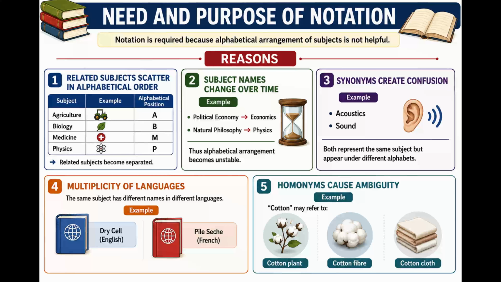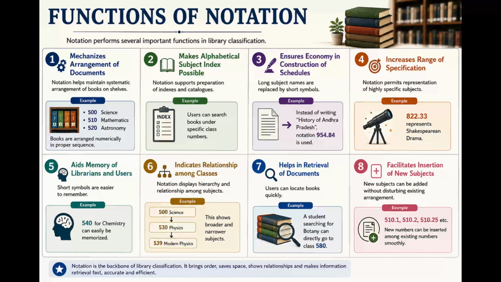Now let us understand the functions of notation. The first function is mechanizing the arrangement of documents. Notation helps libraries arrange books systematically on shelves. For example, 500 science, 510 mathematics, 520 astronomy. Books automatically fall into proper sequence. The second function is helping in preparation of indexes and catalogs. Users can search books through class numbers easily.